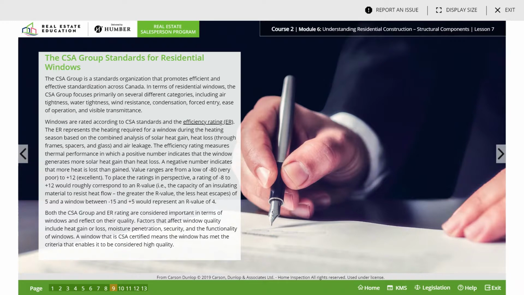The CSA Group is a standards organization that promotes efficient and effective standardization across Canada. In terms of residential windows, the CSA Group focuses primarily on several different categories, including air tightness, water tightness, wind resistance, condensation, forced entry, ease of operation, and visible transmittance.